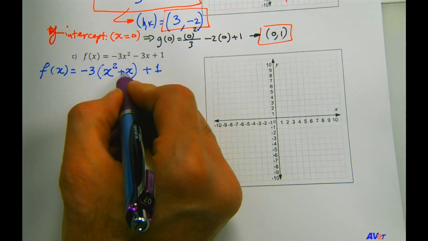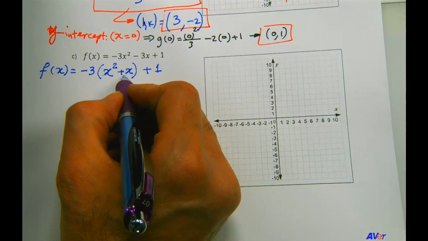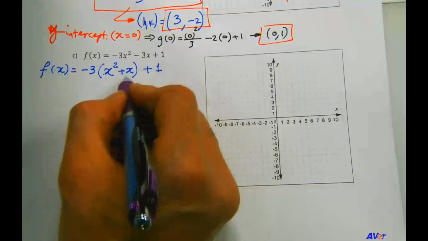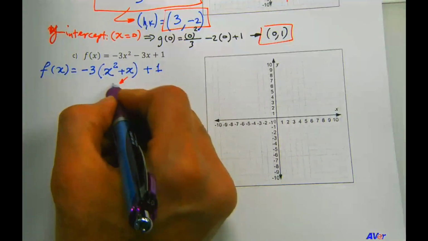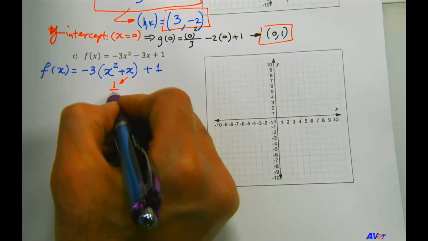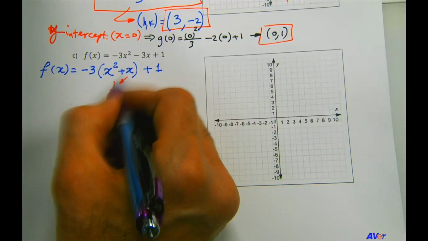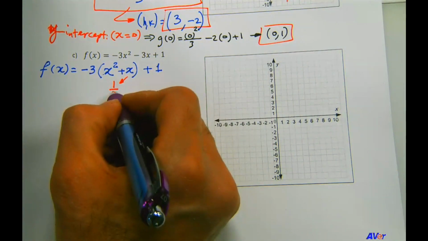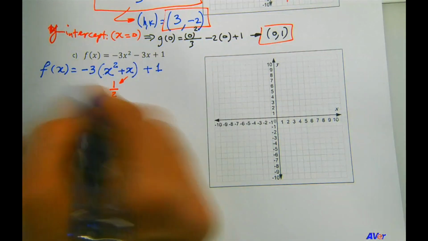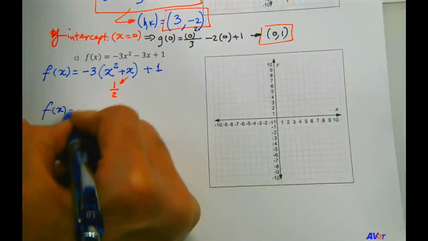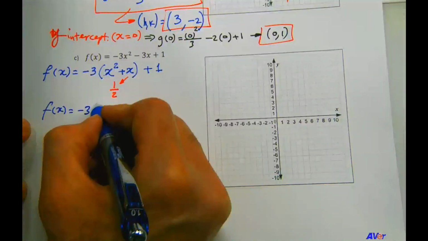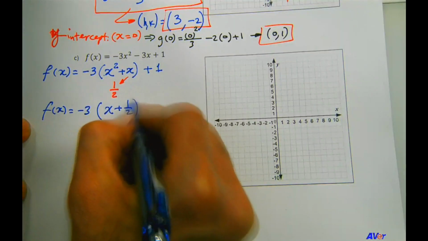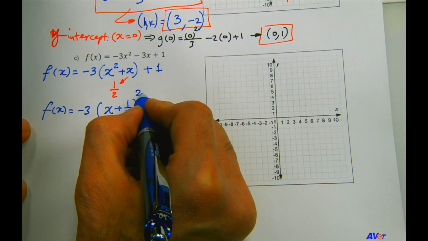So what is that number? What is the coefficient of the x term? It is positive 1, right? So from here, the coefficient of that x term is 1 divided by 2. We always take that coefficient of the x term and divide it by 2, right? So now we have 1 over 2. Then we can complete the square. So we write f of x equals negative 3 times x plus 1/2 squared, right?